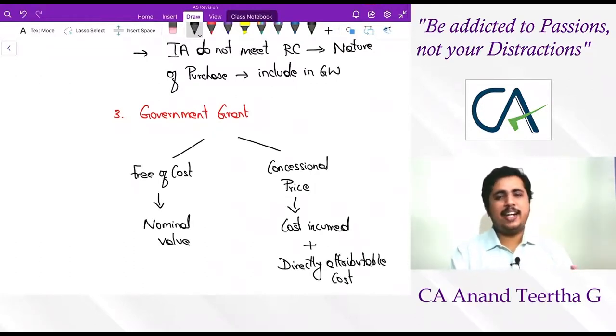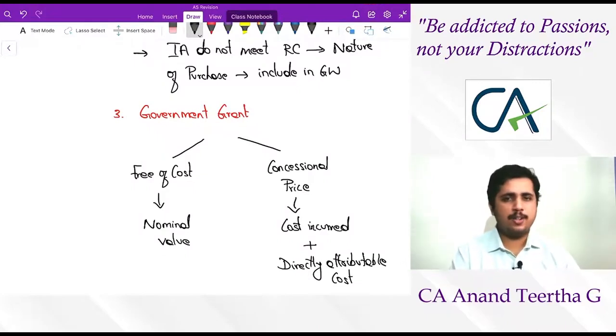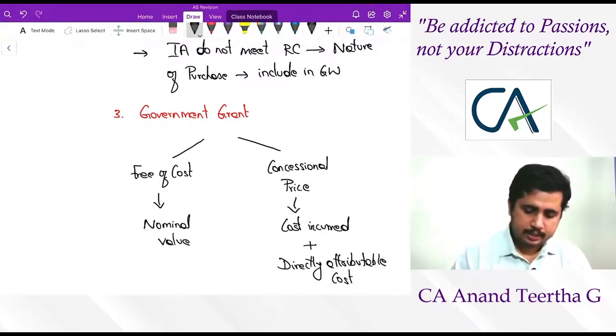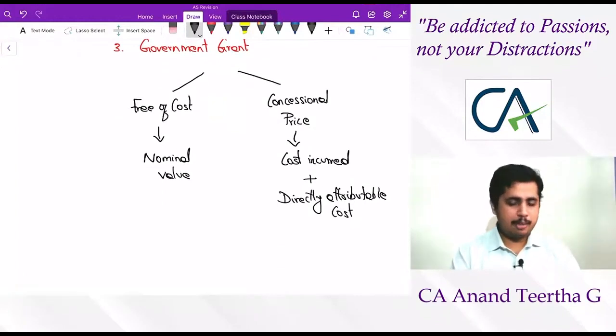So if there is any directly attributable cost, consider that also. Say for example, government is going to give you airport rights or anything like that at a very concessional price. But to acquire it, you have got lawyer charges and all, legal cost. Those things will be added to get your final product. So to get the final intangible asset, whatever costs are incurred will be added to the cost of the intangible asset. But do not consider fair value or anything. Cost incurred is supposed to come for valuation purpose. This is acquisition through government grant.